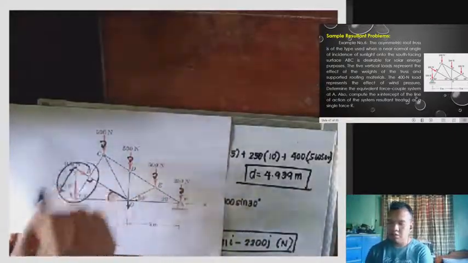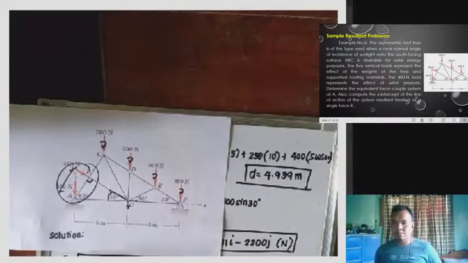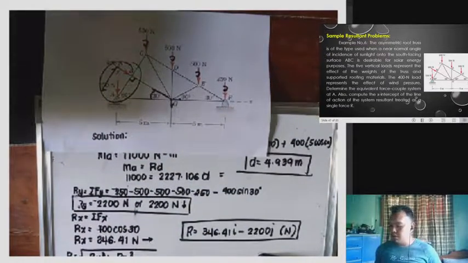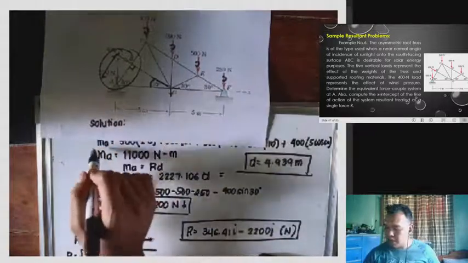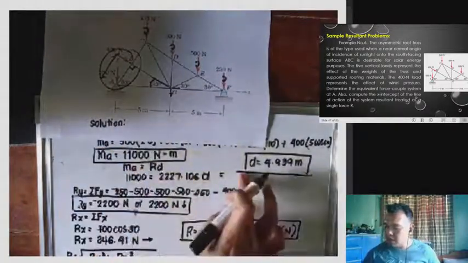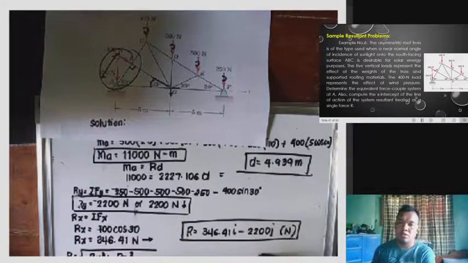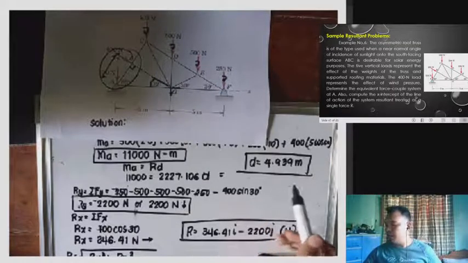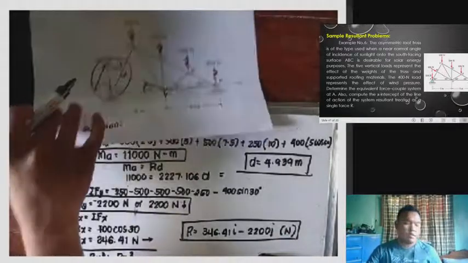Dito po sa value na dyan. Okay? So, yun po yung sagot para dyan sa question na tinatanong dyan sa problem na yan. So, pinapahanap po yung value ng resultant force na mag-a-act. Ito po yun. Then, pinapahanap yung x and y intercept. Ito po yung x and y intercept niya. Tapos, ito po yung moment dun sa A para makuha natin yung distance or para makuha natin yung couple, no? Yung equivalent couple force is 2227.106 na separated by distance 4.939 meters, no? Okay.